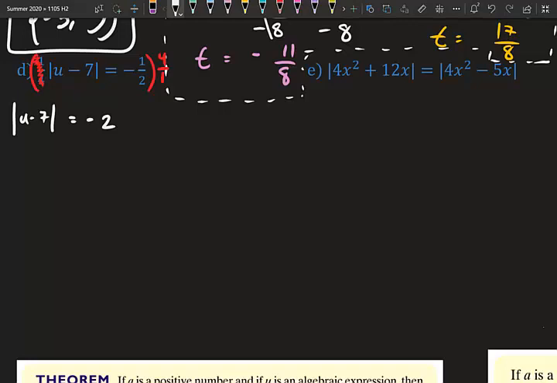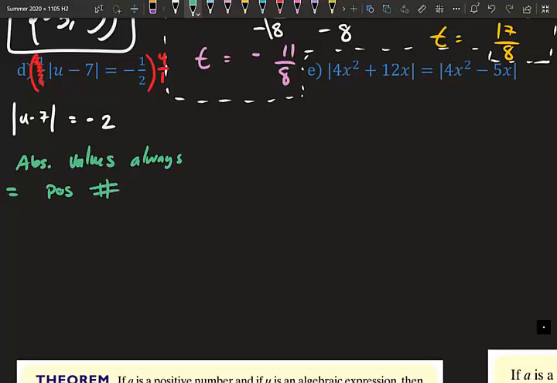We're talking about absolute values here. Just think about that for a second. If we're talking about absolute values, don't absolute values always equal a positive number?